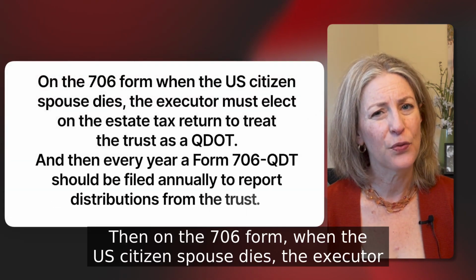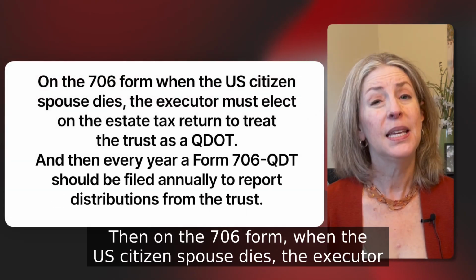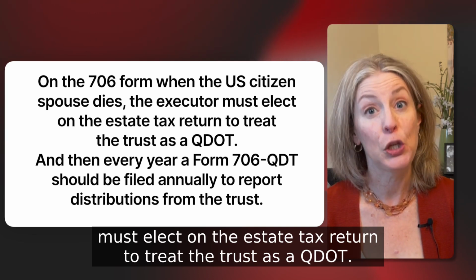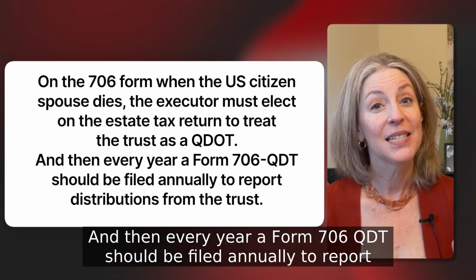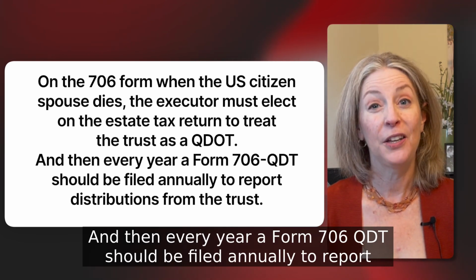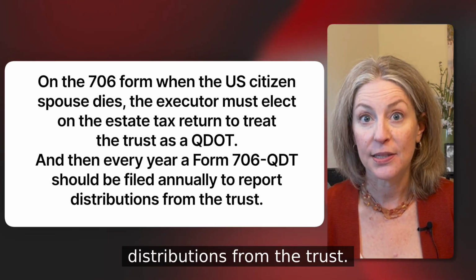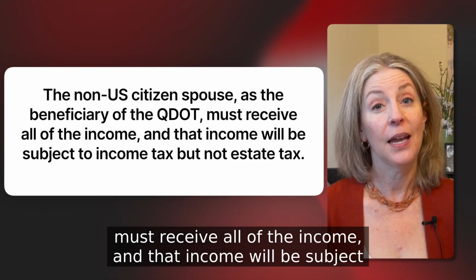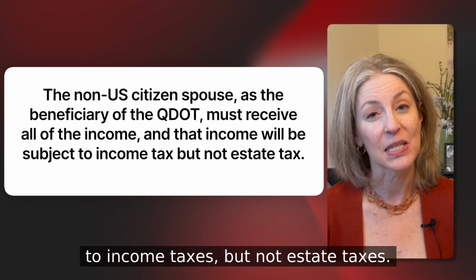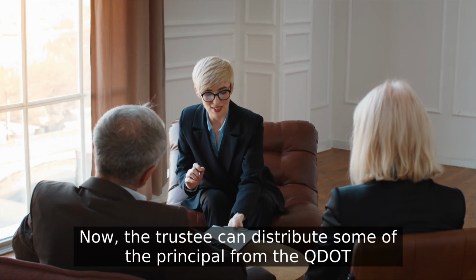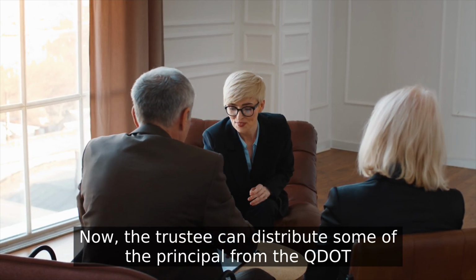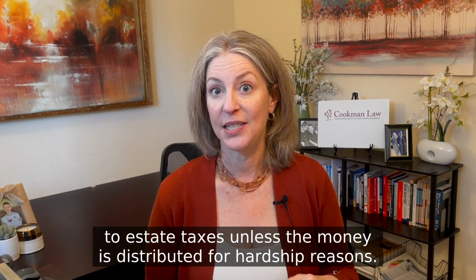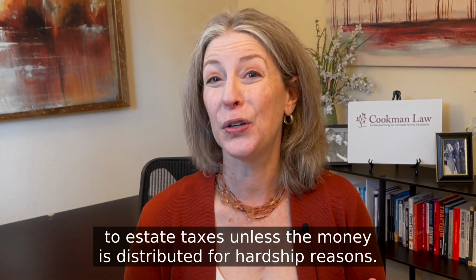Then on the 706 form, when the US citizen spouse dies, the executor must elect on the estate tax return to treat the trust as a QDOT. And then every year, a form 706-QDT should be filed annually to report distributions from the trust. The non-US citizen spouse, as the beneficiary of the QDOT, must receive all of the income, and that income will be subject to income taxes, but not estate taxes. Now, the trustee can distribute some of the principal from the QDOT to the non-US citizen surviving spouse, but that distribution will be subject to estate taxes, unless the money is distributed for hardship reasons.